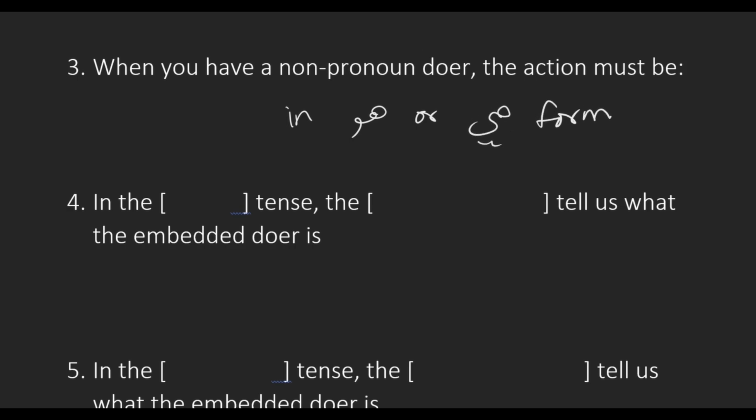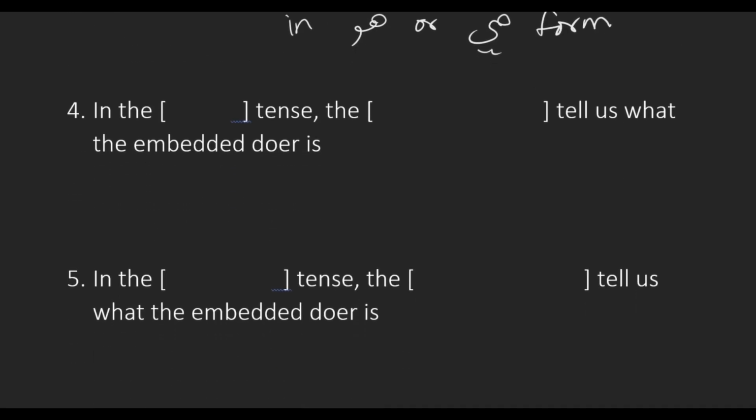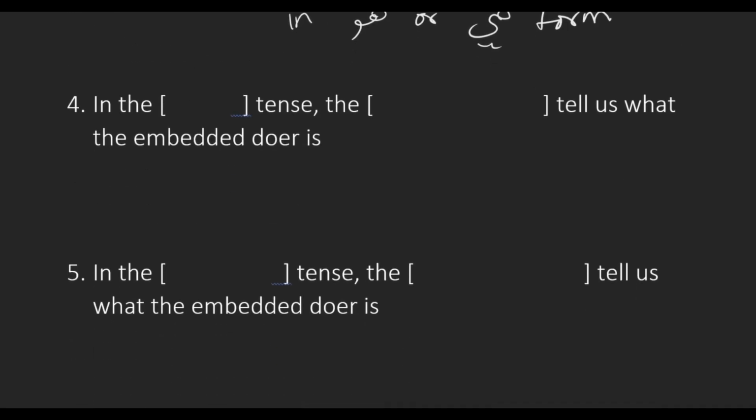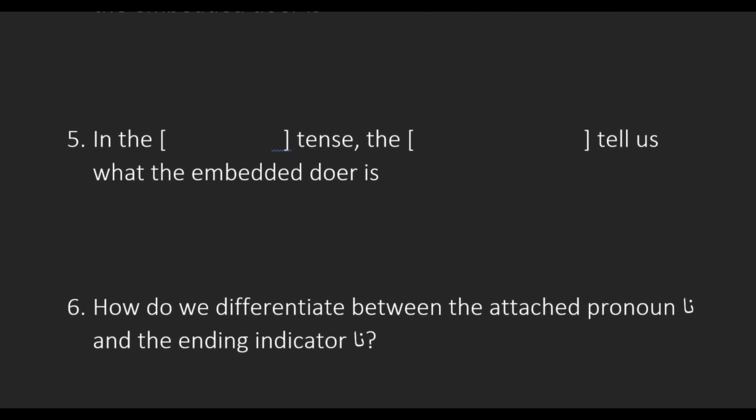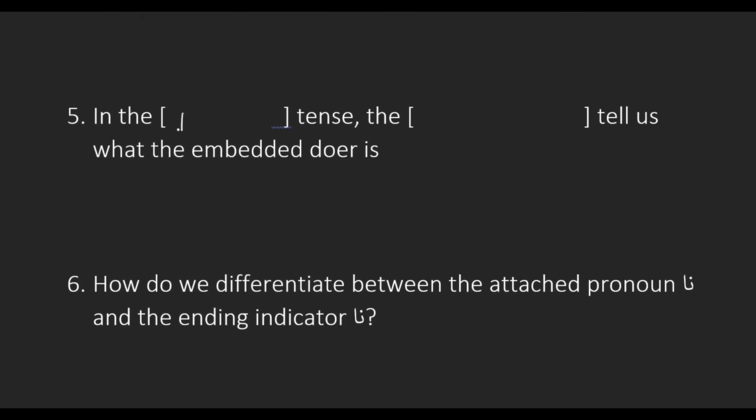Number 4, in the blank tense, the blank tells us what the embedded doer is. What was the first tense we learned? Past. Right, so in the past tense, what tells us what the embedded doer is? The ending indicators. Right, it's the ending indicator in the past tense. What was our other tense? Present/future. Right, in our present/future tense, what tells us? The beginning and ending indicators. Right, for present and future it was the beginning and ending combination together.